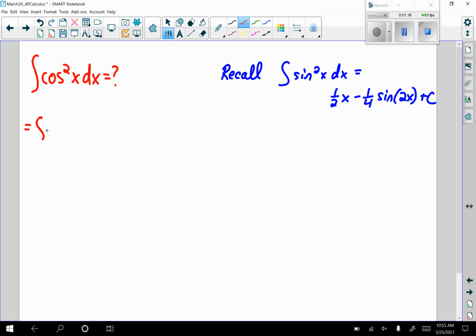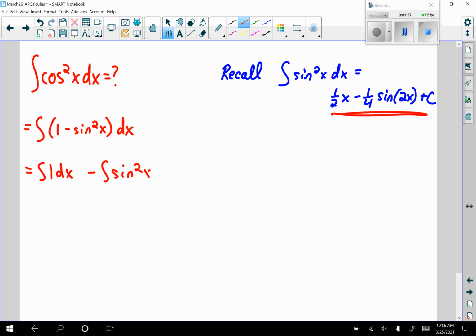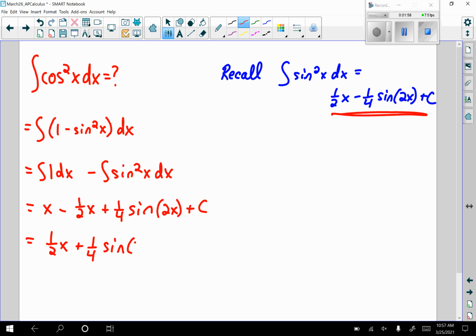So we could write this as the integral of 1 minus sine square x dx. And then we could just replace the sine square x with what this is going to become if we separate the integrals. So here we're going to get the integral of 1 dx minus the integral of sine square x dx. So this will just give us x minus this quantity that's over here. So minus a 1/2 x minus 1/4 sine of 2x plus c. And then we can combine these two. So we'll just get a 1/2 x plus 1/4 sine of 2x plus c.